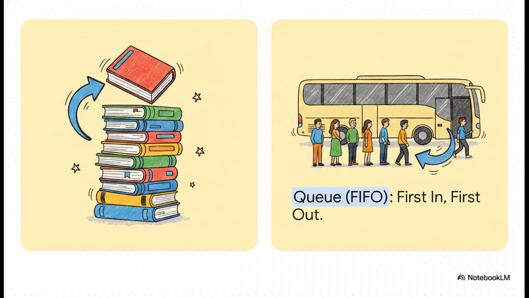To make this a bit more concrete, let's look at two really common linear structures. First up is the stack, which operates on a last-in, first-out basis, or LIFO. Think of it exactly like a physical stack of books. To safely get to the bottom book, you have to remove the last book you placed on top first. Then we have the queue, which operates on a first-in, first-out basis, FIFO. A great real-world analogy here is just a line of people waiting to get on a bus. The first person in the line is the very first person to exit the queue and board, while the last person to arrive just waits their turn at the end.